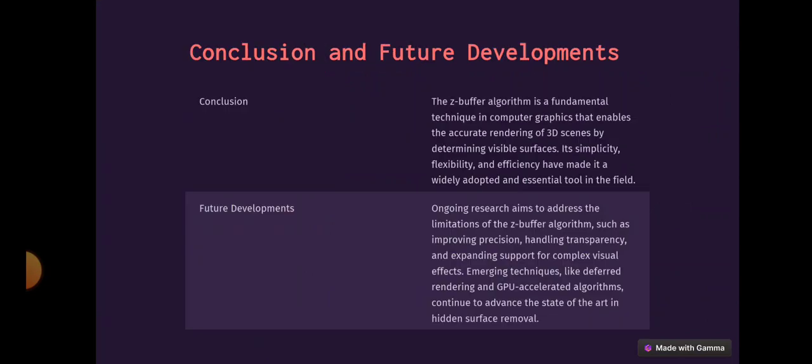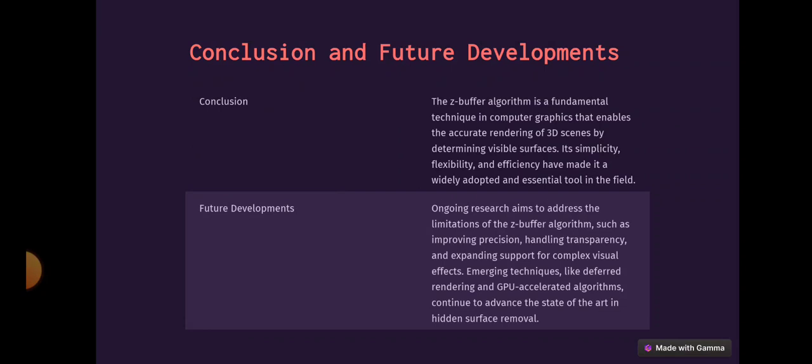Now, the conclusion. The Z buffer algorithm is a fundamental technique in computer graphics that enables the accurate rendering of 3D scenes by determining visible surfaces, and its simplicity, flexibility, and efficiency have made it a widely adopted and essential tool in the field. Hidden surface removal is a crucial aspect of computer graphics that ensures the rendered image accurately represents the geometry of 3 dimensional scenes from the viewer's perspective.